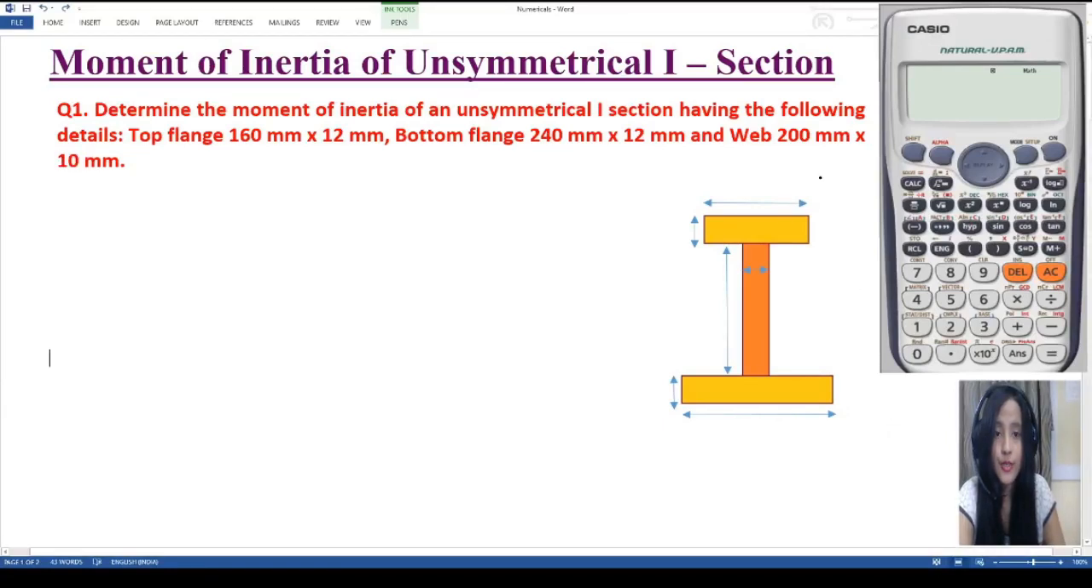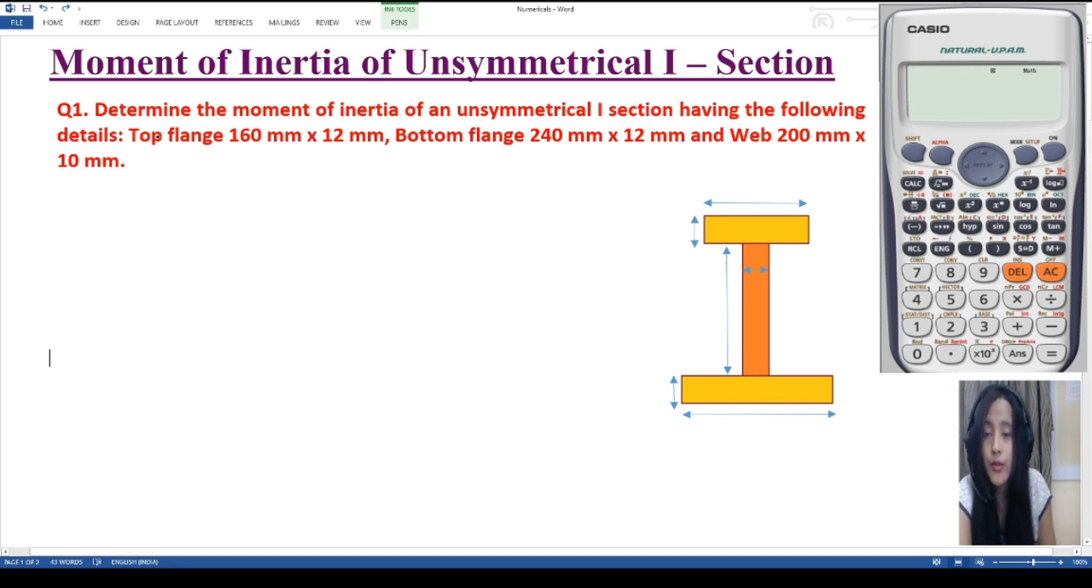Welcome back to this session. Today in this session, we'll be finding moment of inertia of an unsymmetrical I section. As you can see, I've already drawn the diagram. Before we start solving the numerical, let's read the question.